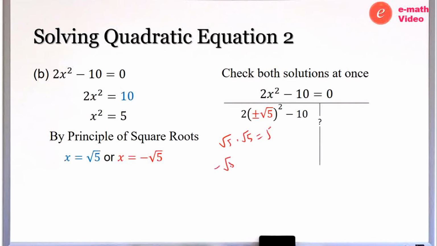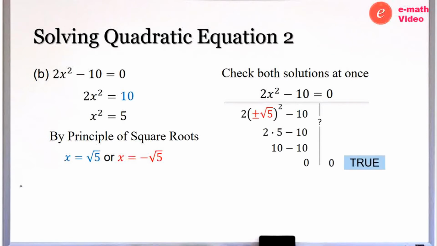And negative square root of 5 times negative square root of 5 still gives us 5 because negative times negative gives us positive. 2 times 5 is 10. 10 minus 10 is 0. On left hand side we have 0, on right hand side we have 0. So this is true. Still not convinced?